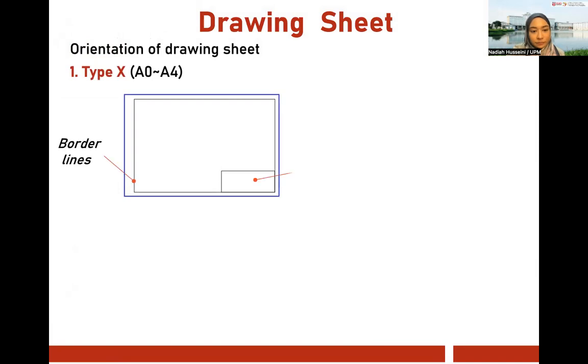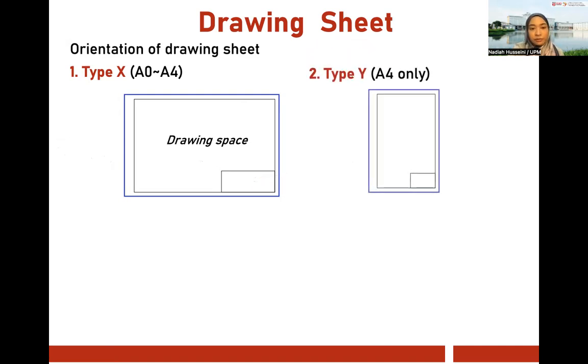Okay. So this is your title block. This is the borderlines. And inside here is your drawing space, whatever object that you want to portray, multi-view or isometric. So this is the place that you put it in, okay? Type Y, A4 only. So for portrait, you can only use A4. But for landscape, you can use A0 to A4. Any of them is fine.